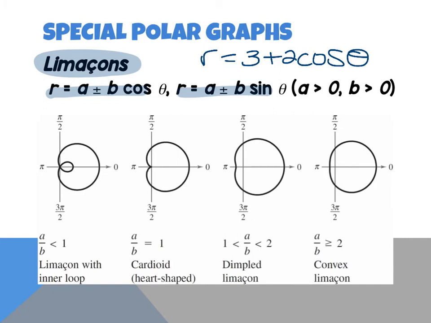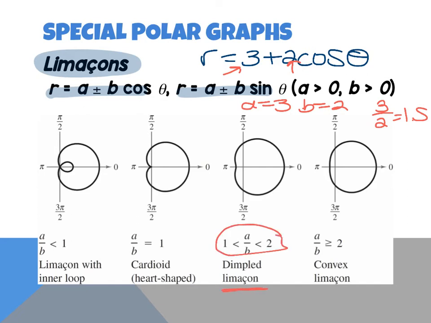The relationship between a and b: a is what's being added, so in this case a is 3, and b is what's being multiplied against the trig function, in this case 2. The relationship between a over b is 1.5. So before I even graphed it, I would know: 1, it's a limaçon. 2, it's symmetric because of the cosine, to the polar axis. 3, within the limaçons, 3 over 2 is 1.5, which falls between 1 and 2, which means it should be a dimpled limaçon. And that's how you know to make that little shape on the inside.